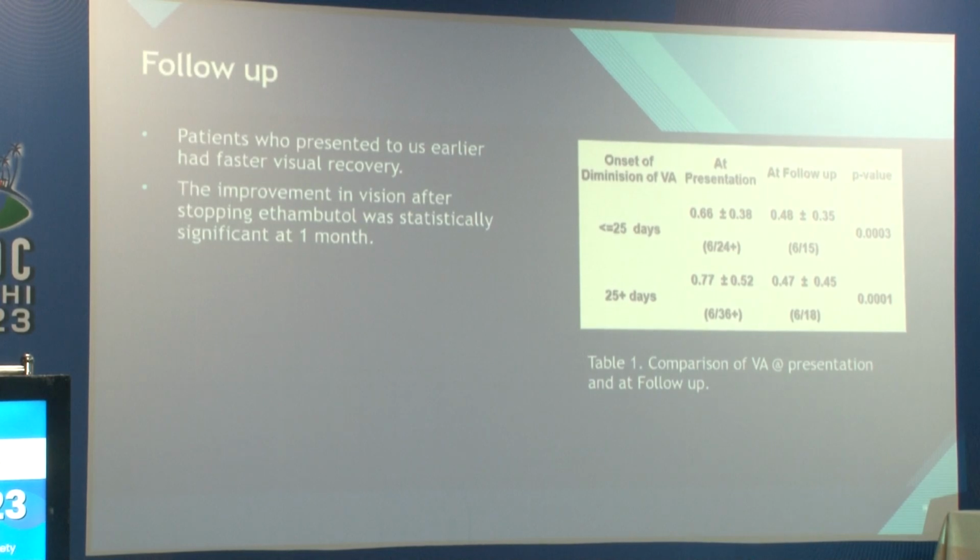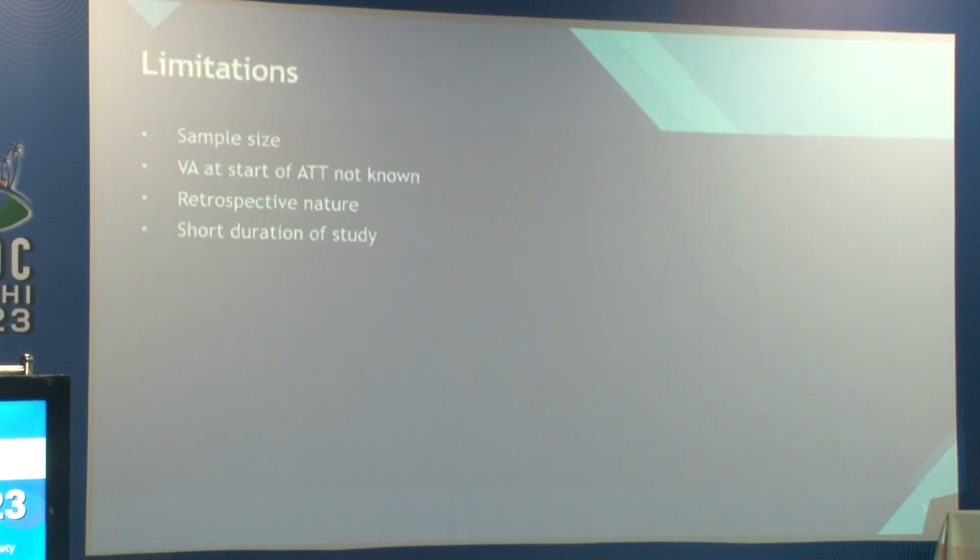At follow-up, in this chart, we can see significant improvement in visual acuity at 1 month follow-up. The limitations of our study are the small sample size and short duration. It was a retrospective study, and we don't know the visual acuity at the start of anti-tuberculosis treatment.